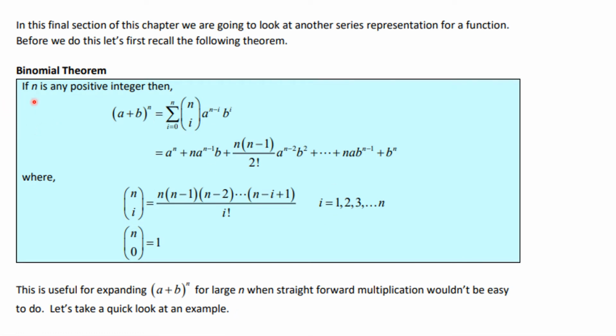There you learned, if n is any positive integer, then a plus b whole to the n is equal to the summation from i equals 0 to n of the binomial coefficient n choose i, times a, the powers of a in decreasing order, and the product of that with b's in increasing order of exponents from 0 to n. It would look like this when you expanded it. The general form of the binomial coefficient was this calculation, and n choose 0 was known to be 1.